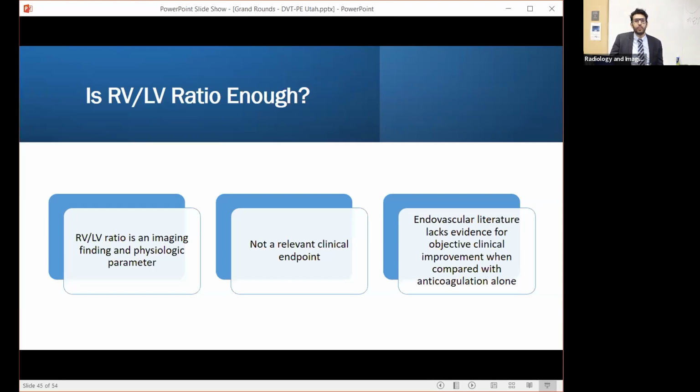So if you look at a lot of these studies, we actually lack evidence for objective clinical improvement compared with anticoagulation alone. All these studies just look at RV-LV ratio. They don't really say they actually felt better, they were breathing better, they were walking more, they were dying less. None of those things. They just talk about RV-LV ratio.